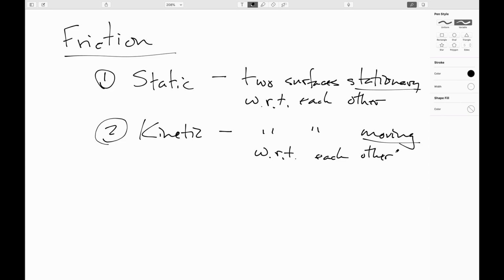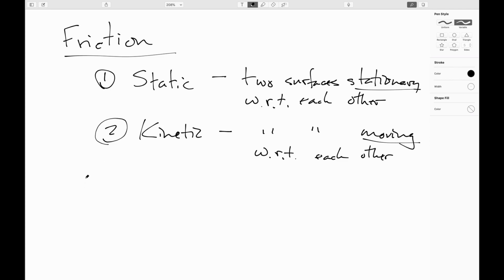And it's important to note here, when I say, for instance, that static friction means that the two surfaces are stationary with respect to each other, they could both be moving as long as they're moving at the same rate. An example we'll be taking a look at in a bit is, say you have a crate in the back of a pickup truck. If the crate isn't sliding around, that's static friction. Even though both the pickup truck and the crate are moving, they are stationary with respect to each other. Kinetic friction is when the two surfaces are sliding against each other or moving with respect to each other.